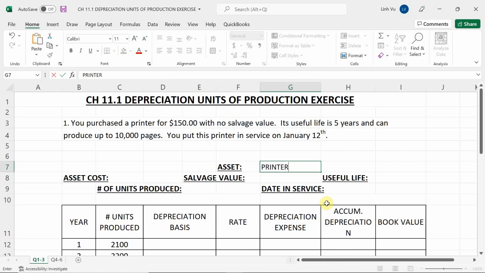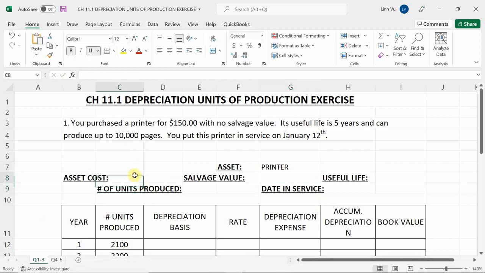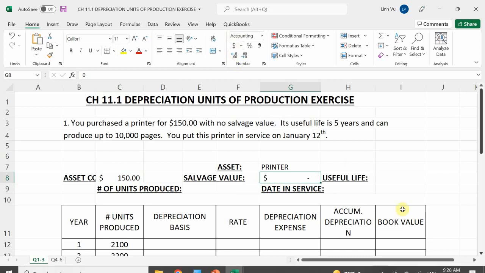No, we bought a printer. Good. How much did this asset cost me? $150. Okay. What's my salvage value? No salvage value, so 0. Okay. What's my useful life?